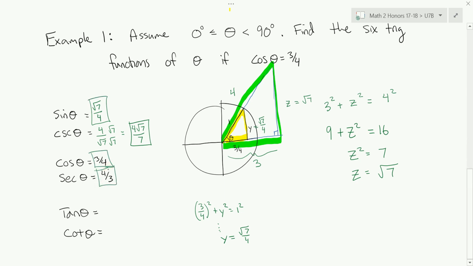Now for tangent. Tangent is the sine divided by the cosine. So root 7 over 4 divided by 3 over 4. Different ways to go about this, but one of the ways I've shown you already is root 7 over 4 times the reciprocal, 4 over 3. You can cancel these 4's out and get root 7 over 3.